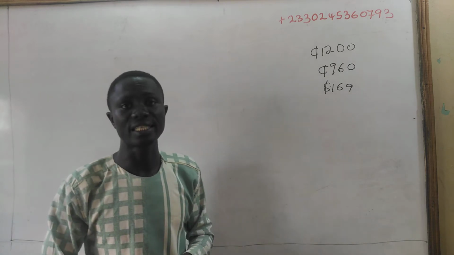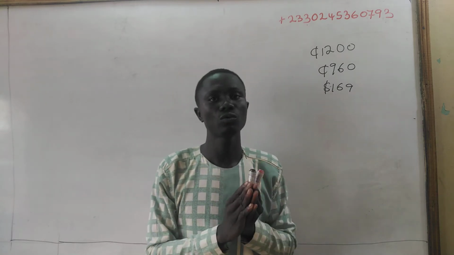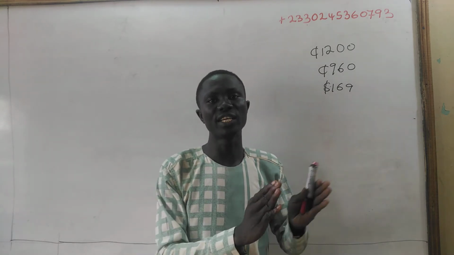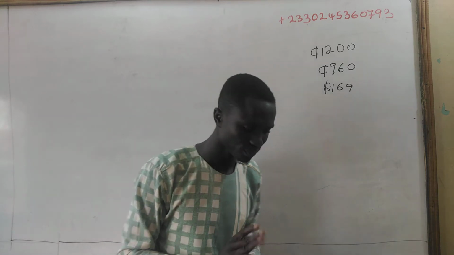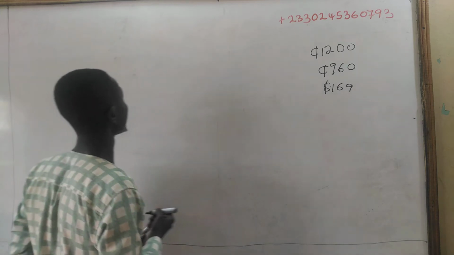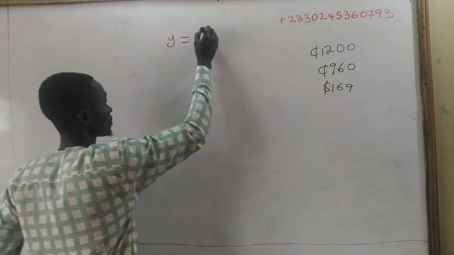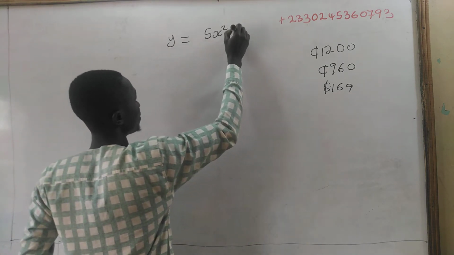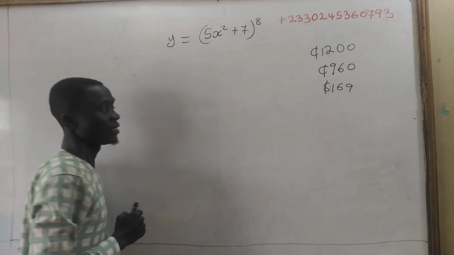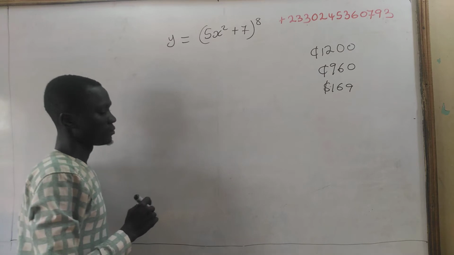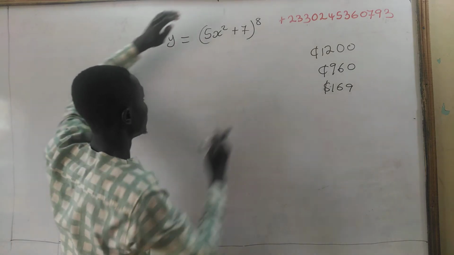Now, in this lesson, we'll be looking at the short way to differentiate using the chain rule, the shortcut method for differentiation using the chain rule. Let's see this. If I have y equal to 5x squared plus 7 to the power, let's say 8, how do you differentiate this? Here, we are going to use shortcuts. So this is what we do.